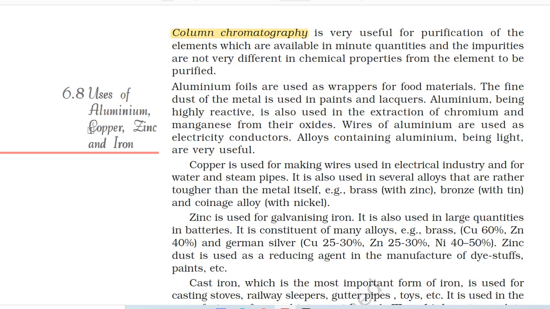6.8 Uses of aluminium, copper, zinc and iron. Aluminium foils are used as wrappers for food materials. The fine dust of the metal is used in paints and lacquers. Aluminium being highly reactive is also used in the extraction of chromium and manganese from their oxides. Wires of aluminium are used as electricity conductors. Alloys containing aluminium being light are very useful.